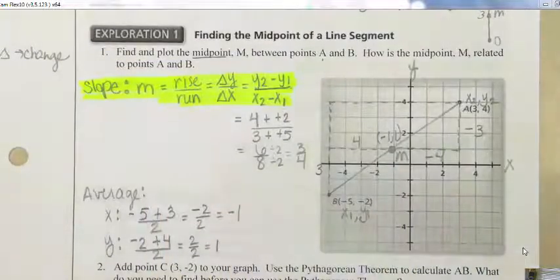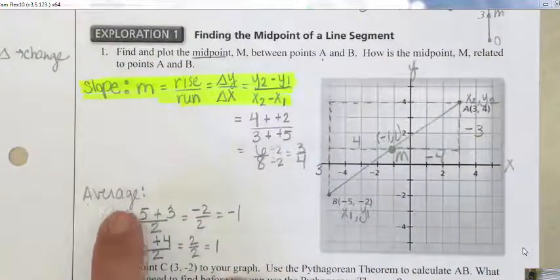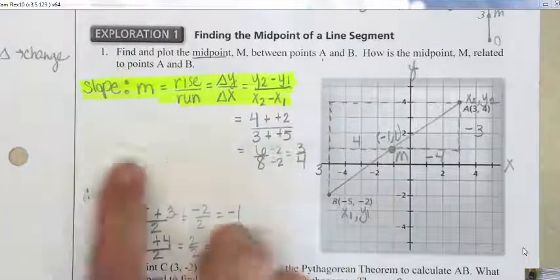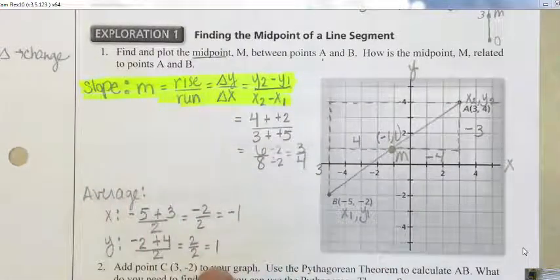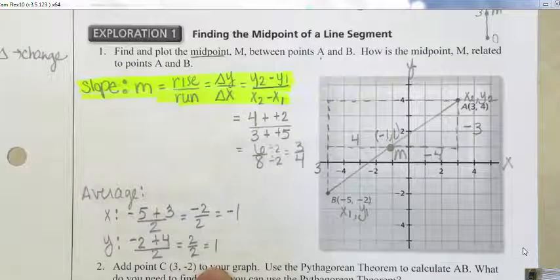So you had two ways of doing this. One is to use the slope. One is to use the average. The midpoint formula is actually based pretty much on this, finding the average of the x's and the y's.